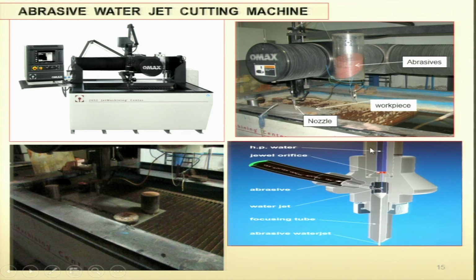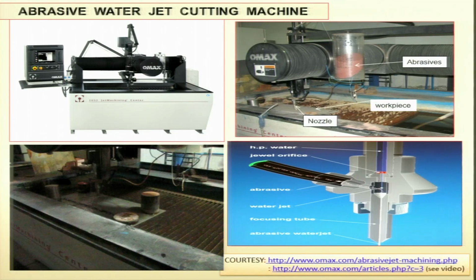High pressure water is coming over here. Jewel orifice is there through which the water jet is coming out. Abrasive particles are coming from this particular tube and they are mixing with the water jet over here, and you will get the mixing tube, and this is the focusing tube, and the abrasive water jet you are going to get over here. This is a quite expensive machine, but it works very well.